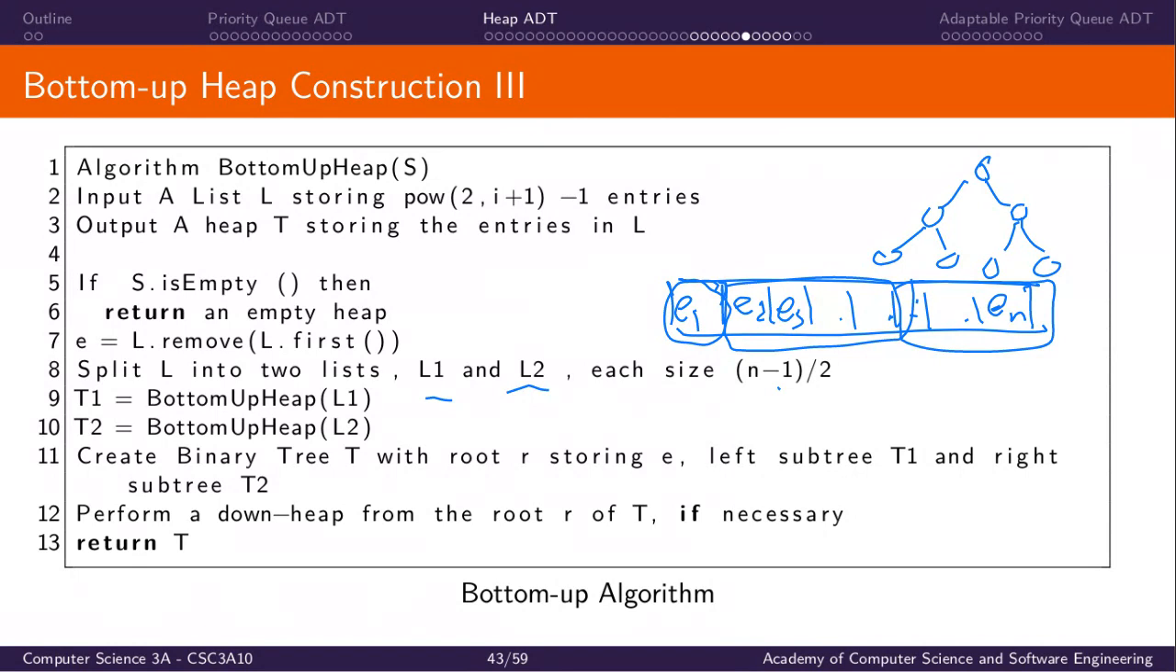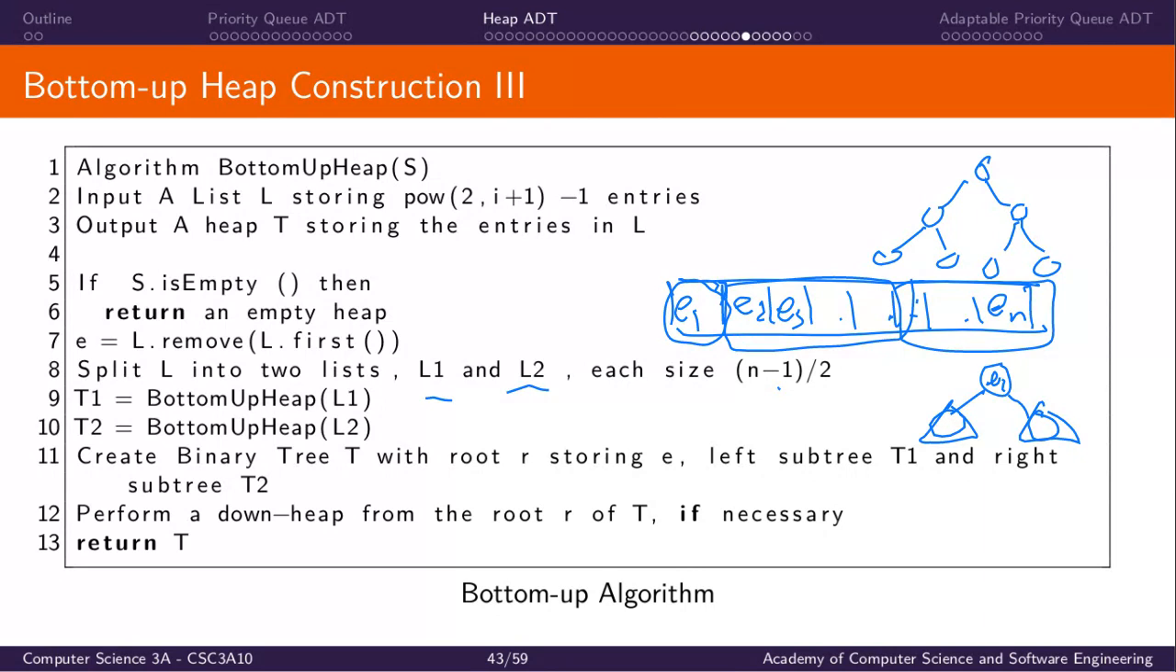We're going to recursively call bottom-up heap construction on L1 and L2, so they should actually return to us two heaps. And then we're simply going to create that new heap by storing E1 as our root, and making its left and right child those two valid heaps that were returned to us. All right. Programmatically, it seems simple enough. You're simply recursively calling this method on successively smaller and smaller sequences.